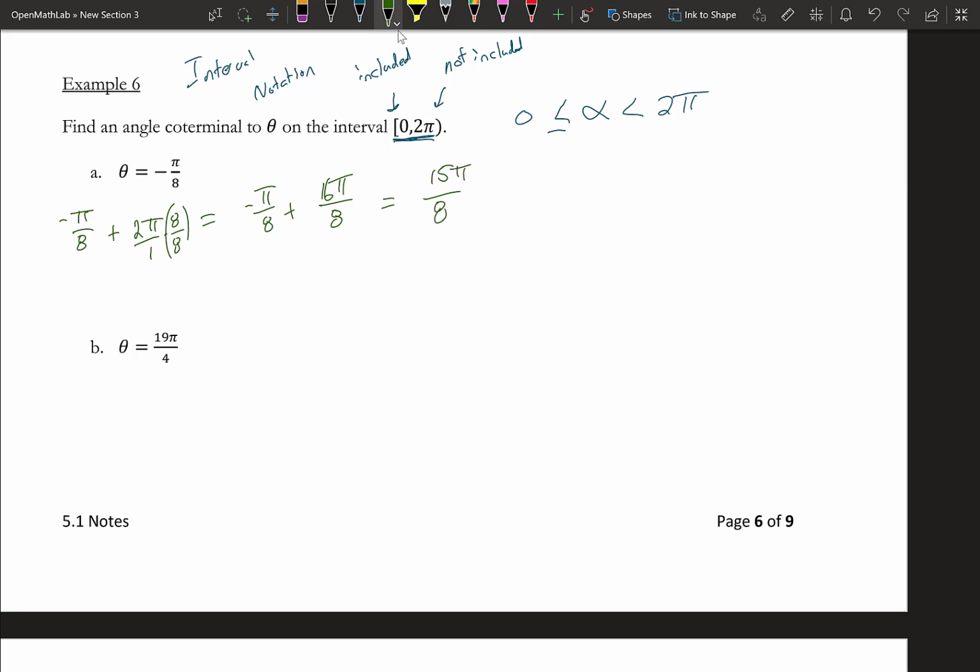And 15 over 8 is less than 2, because 16 over 8 would be 2 pi. So we're good with this one. We just needed to add it one time.